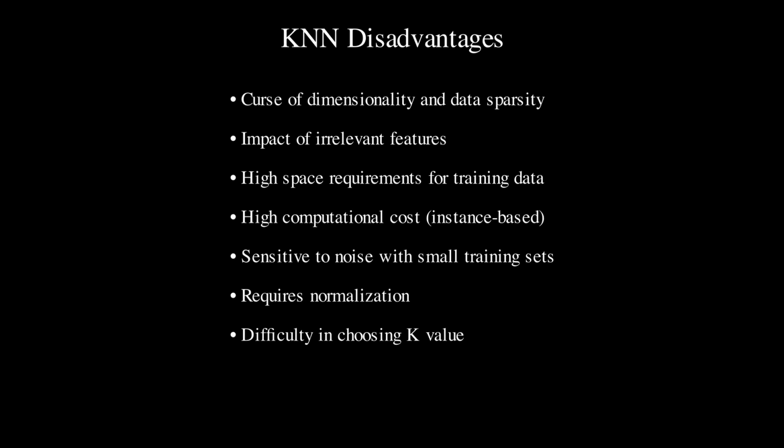However, KNN faces several challenges. As dimensionality increases, data becomes sparse, making distance measures less meaningful. The algorithm requires significant memory to store training data and can be computationally expensive during prediction. Choosing the right k value and handling irrelevant features remain ongoing challenges.